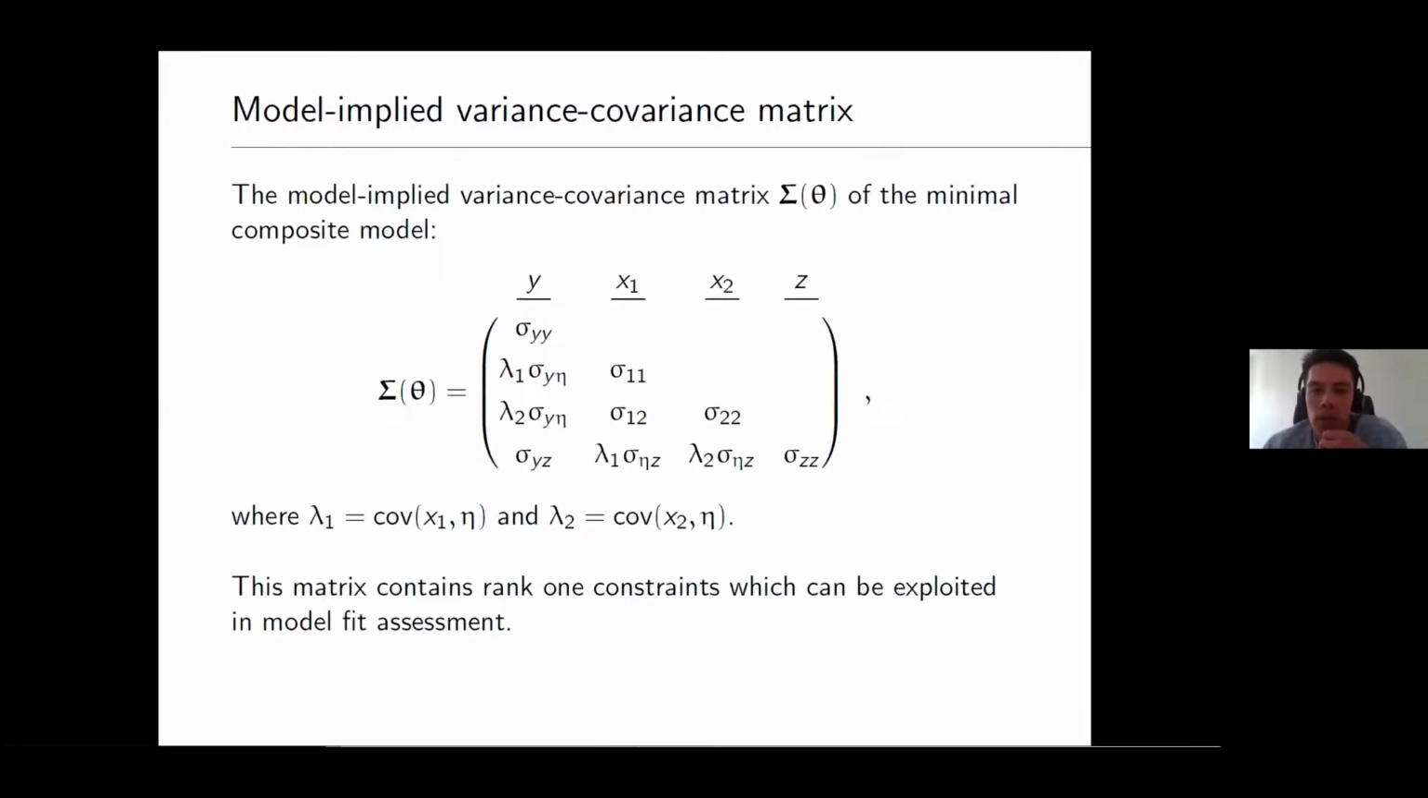Let us have a look at the variance-covariance matrix implied by this minimal composite model. Here we see the model-implied variance-covariance matrix, and on the main diagonal we have the variances. They are not constrained.